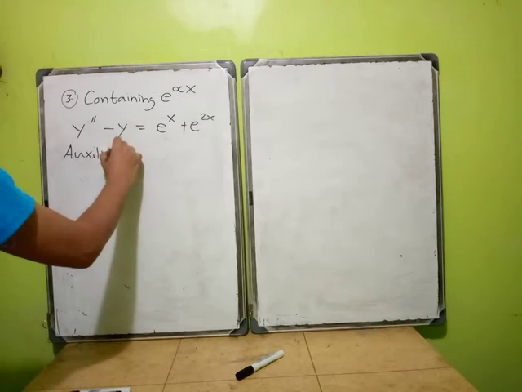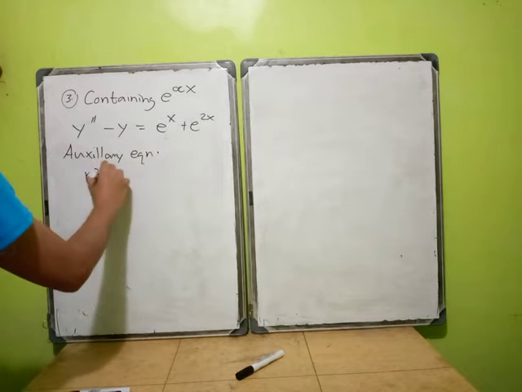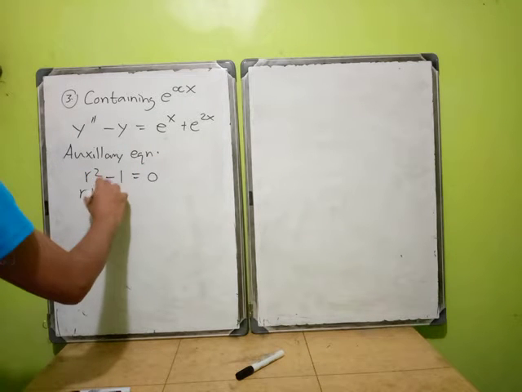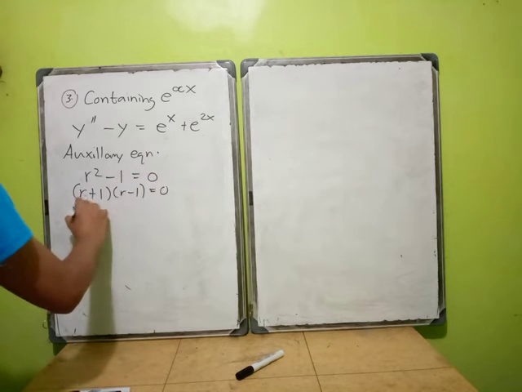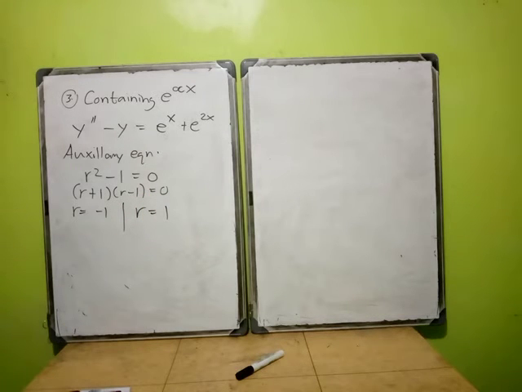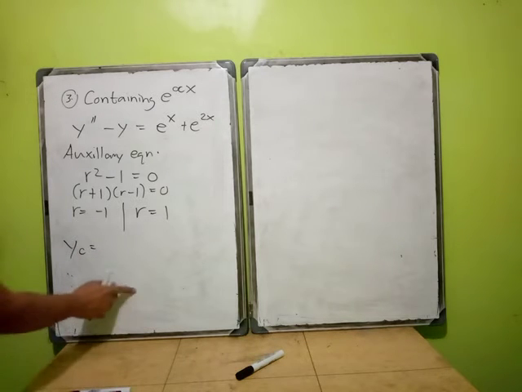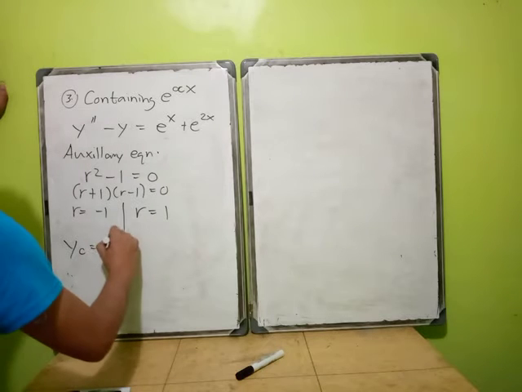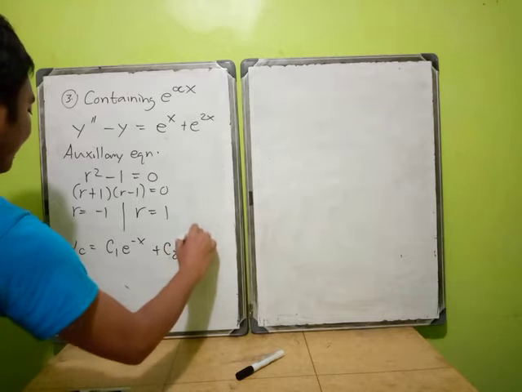So the auxiliary equation will be r squared minus 1 is equal to 0. So therefore, we get r plus 1 and r minus 1 is equal to 0. By factoring, we get r is negative 1 and the other r is equal to 1. So therefore, our solution yc is equal to, since this is second order, case 1, c1 e to the power of x plus c2 e to the power of negative x.